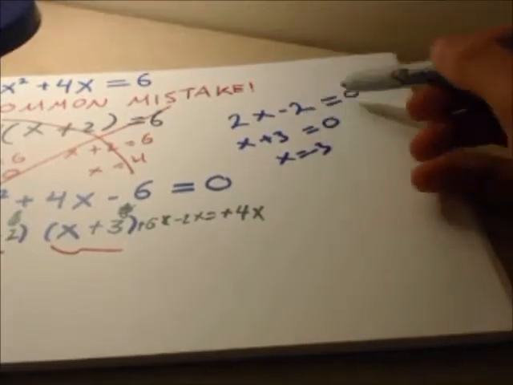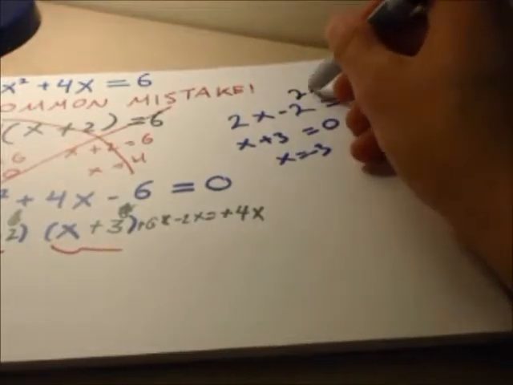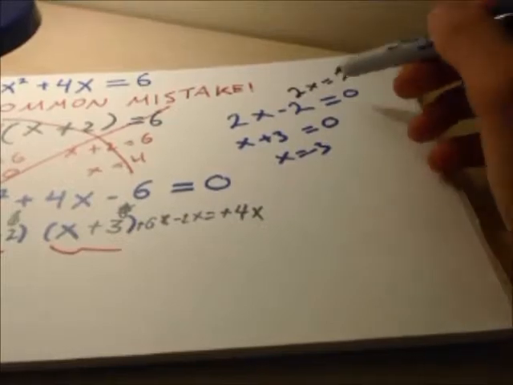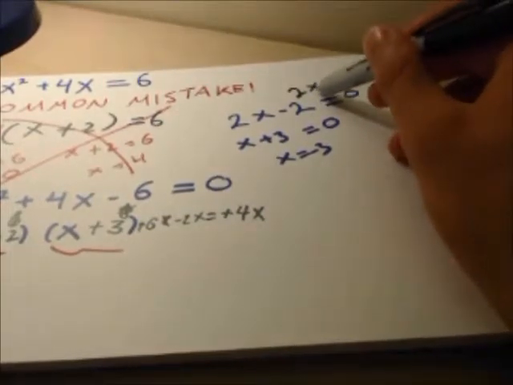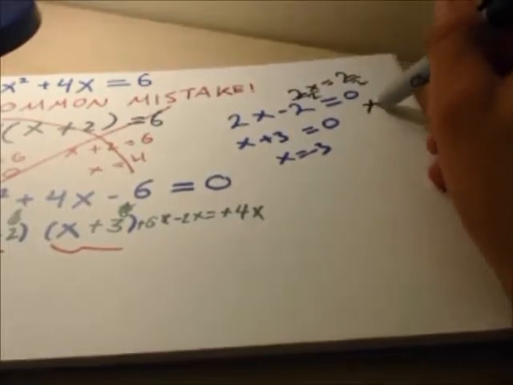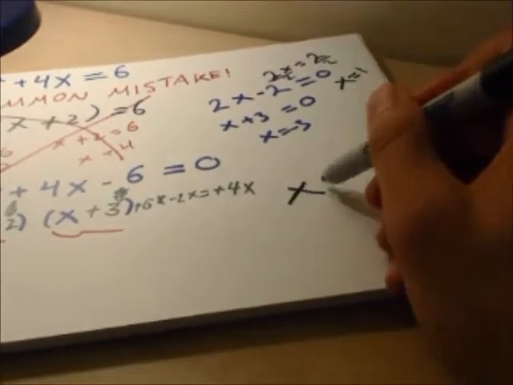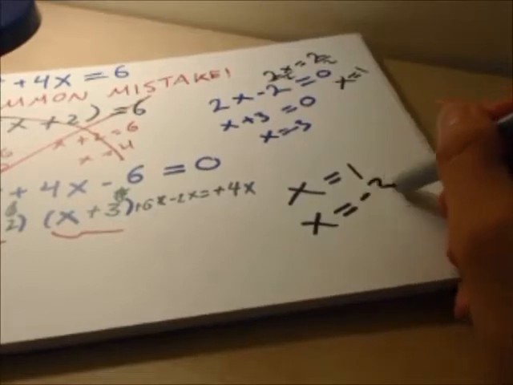And here we move 2 to the other side first. We get 2x equals 2. And then again, to get rid of the coefficient 2, we need to divide. So we just divide both sides by 2, and we get x equals 1. So we're left with two solutions: either x is equal to 1 or x is equal to minus 3.